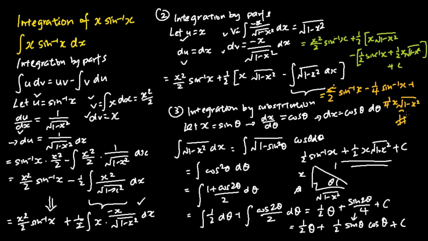This is the final answer in orange for the integration of x sine inverse x. It is x squared over 2 sine inverse x, subtracting away 1/4 sine inverse x plus 1/4 x square root 1 minus x squared plus c.